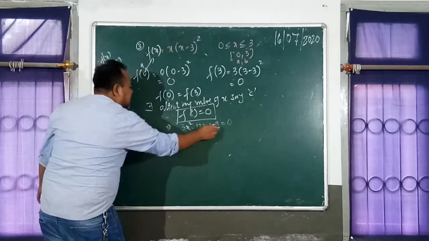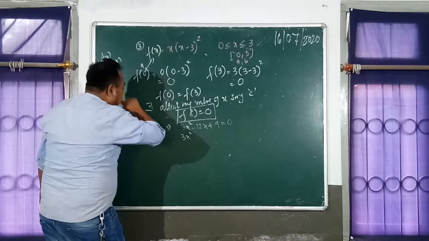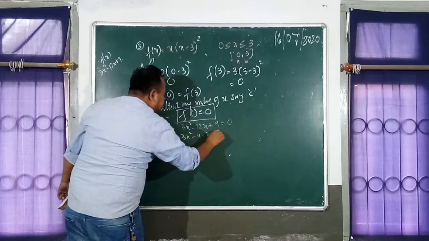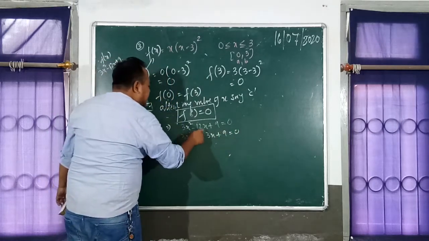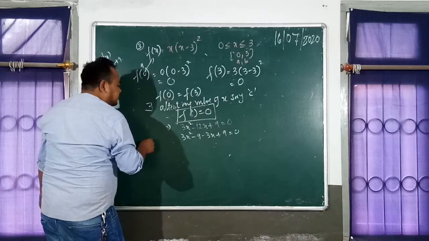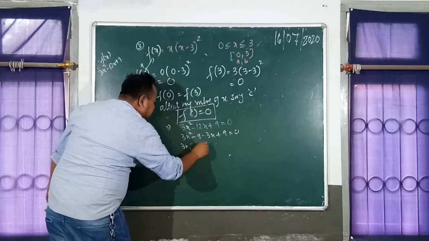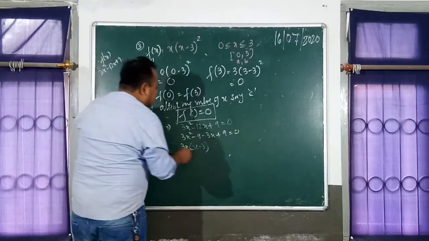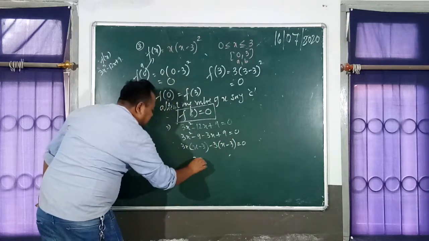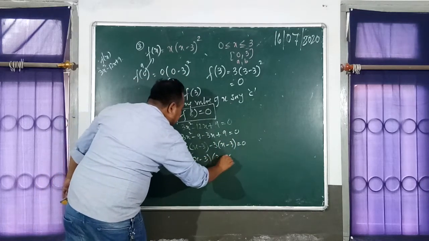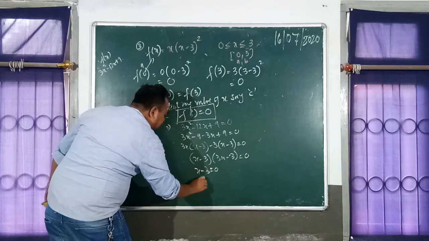So let me simplify this. 9 3s are 27. So how do you get 27? 3x² - 9x - 3x + 9 = 0. 9 and 3 make 12, you get 12, isn't it? So what is common out here? 3x is common, so what do you get? x - 3. And what is common out here? Minus 3. So (x - 3) is common, or (3x - 3) = 0. So from here x - 3 = 0, that is x = 3.